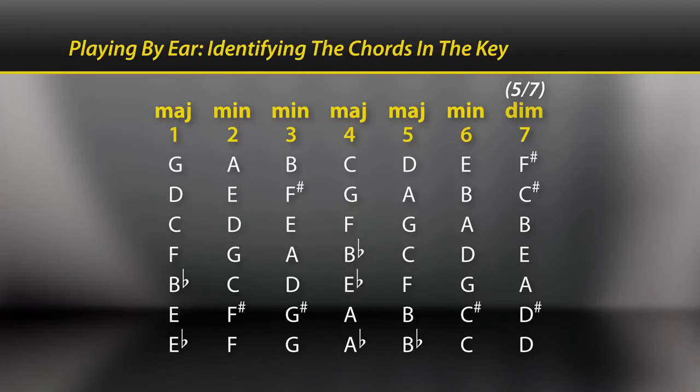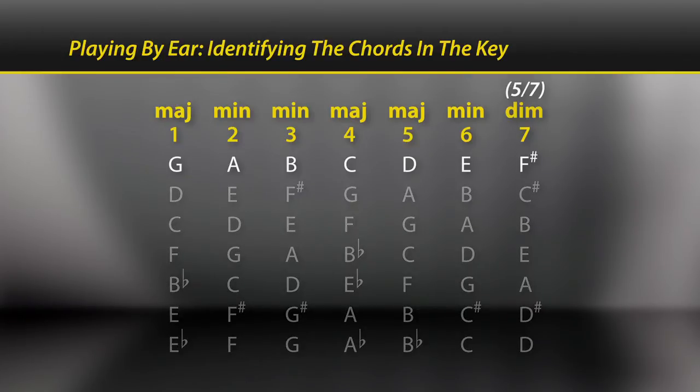So see if you can work this through with me. What's chord 1 in the key of G? It's G. Chord 4 in the key of G is a C. Let's look at the key of E. What's chord 5? That's a B or a B major. What's chord 2?